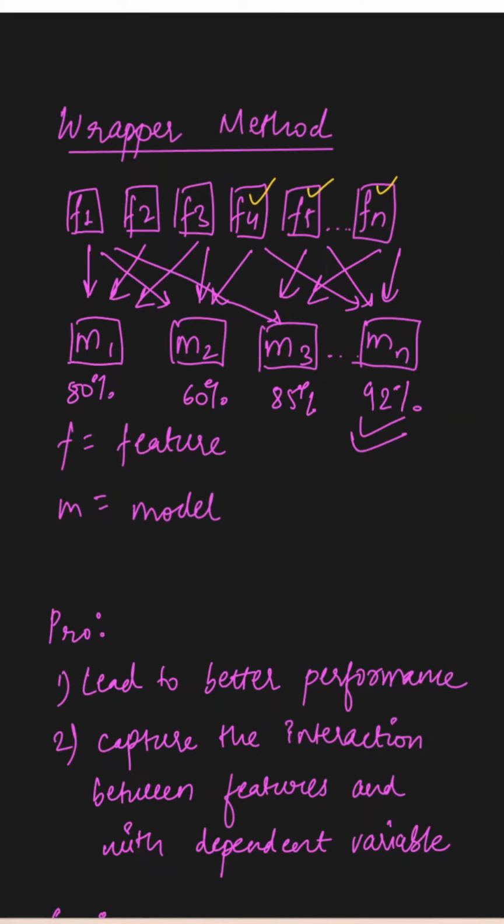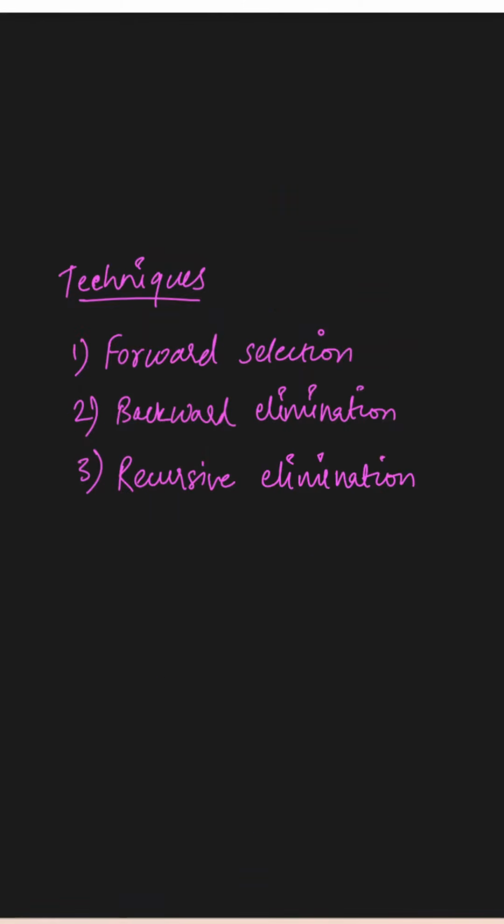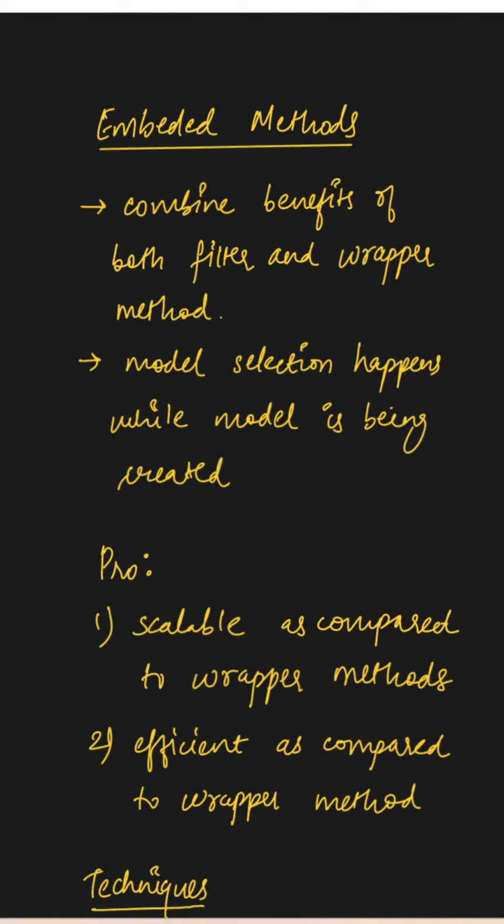We take different features and build models using these features, and we try to find which model is performing best, and then we take that particular model. Advantages of using this method are it leads to better performance, it captures the interaction between features with dependent variable. Disadvantage of using this method is that it is computationally expensive than the filter method. Some common wrapper methods are forward selection, second is backward elimination, third is recursive elimination, and next type of feature selection methods are embedded methods.